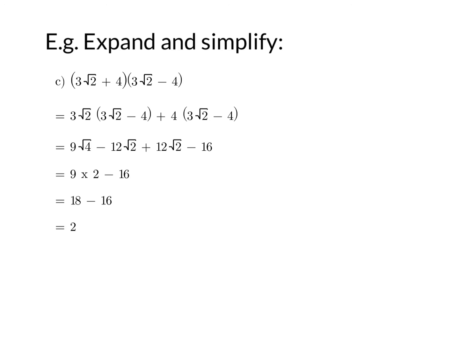So once again, when we multiply a difference of two squares, we eliminate the surd component and we end up with a rational number. This will become important in future.